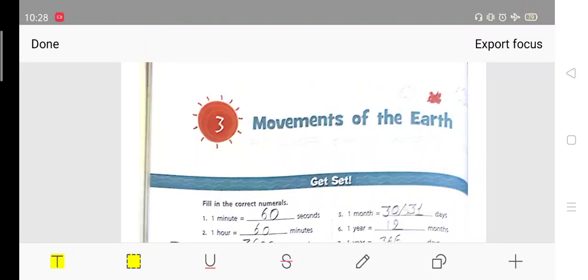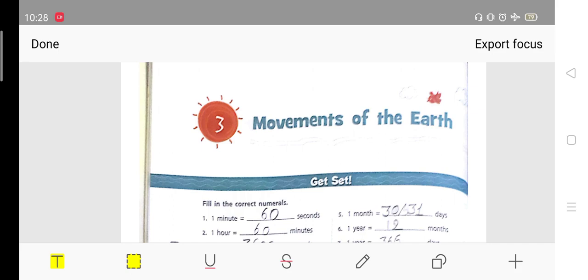So students, we are starting with our third chapter, which is movements of the earth. The most important thing here, when we talk about movement of the earth, is that the earth is not stationary. That means the earth is not in one position, but it keeps moving. We will see the kinds of movement it shows, what it is called, and where it is revolving.